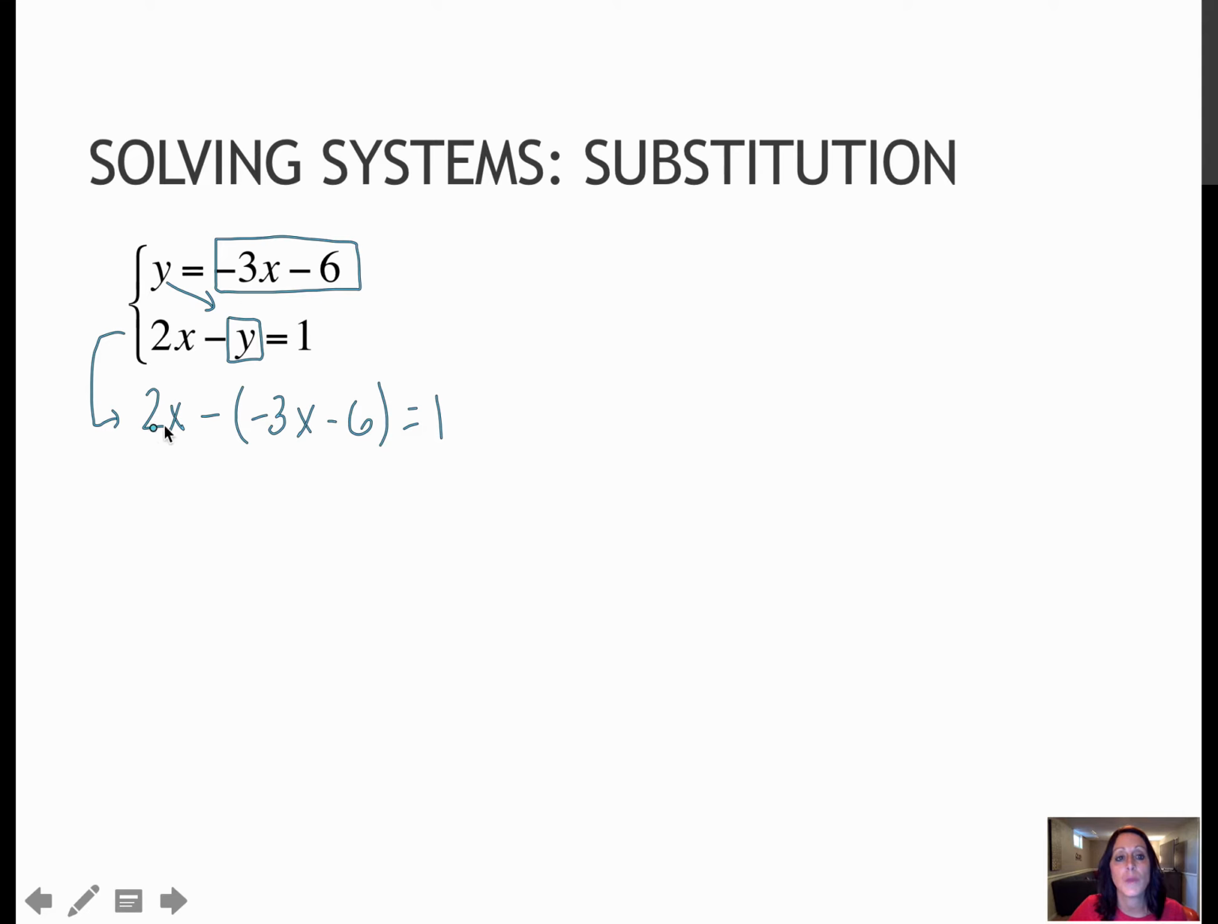Now I'm going to solve because, as you'll see, I only have one variable. So I have 2x, I have minus -3x, so that's plus 3x. Again, I would probably do a ching-ching here.